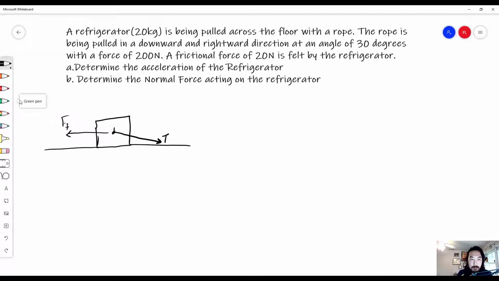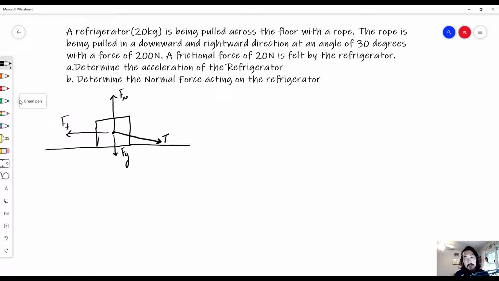Now we got to figure out the other forces that are involved that is implied and not given. So we have the normal force and we have the force of gravity. Notice I made the normal force a little bit bigger because, spoiler alert, the normal force will be greater than the weight of the object. All right, so this is my free body diagram.